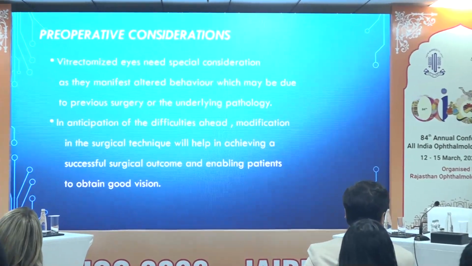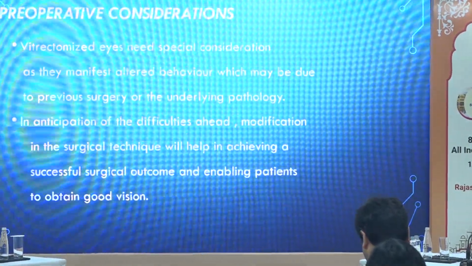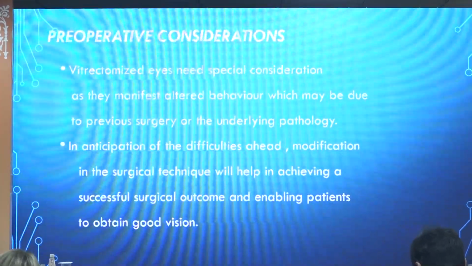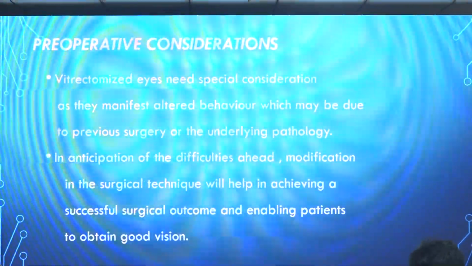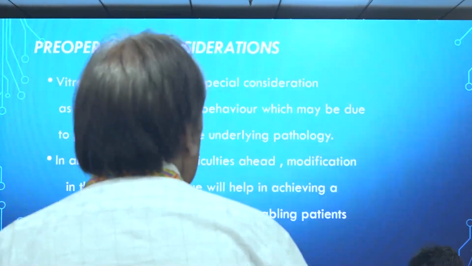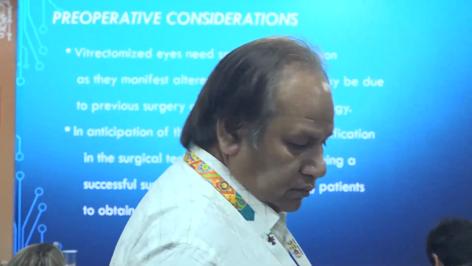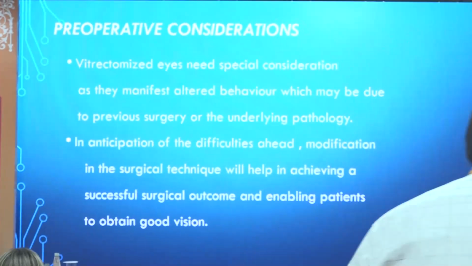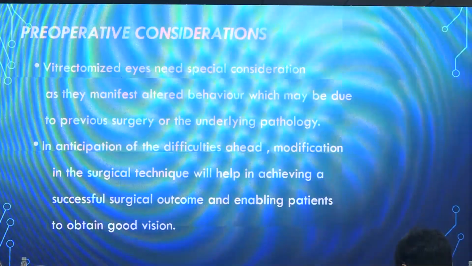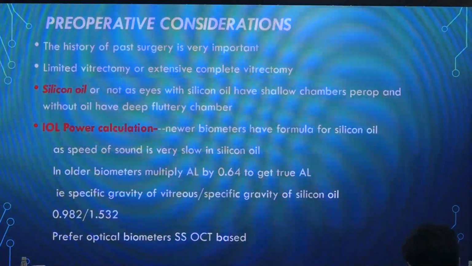So we know that vitrectomized eyes need special considerations as they manifest altered behavior. What altered behavior, we'll be covering that. This is due to the previous surgery or the underlying pathology which led us to a VR surgery. So in anticipation of the difficulties, we have to modify our surgical techniques and achieve a successful surgical outcome so that our patients attain good vision.